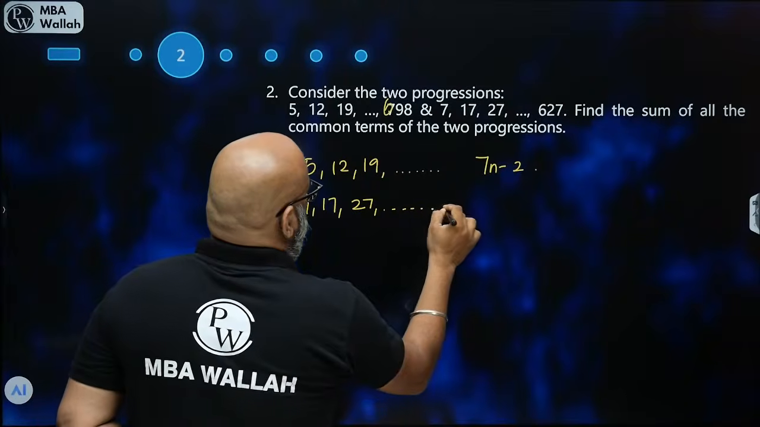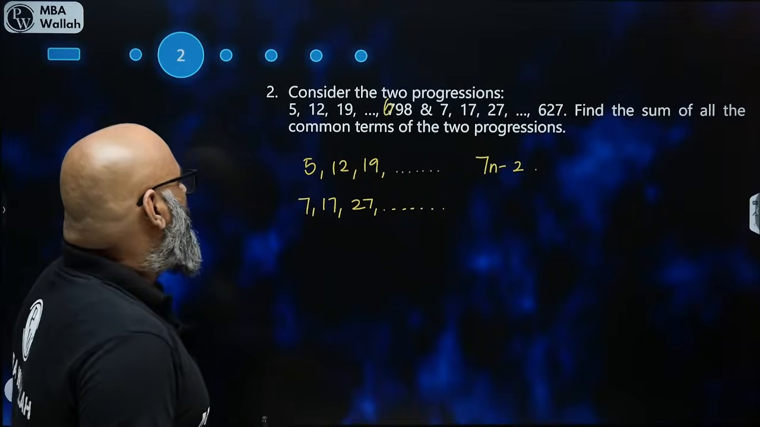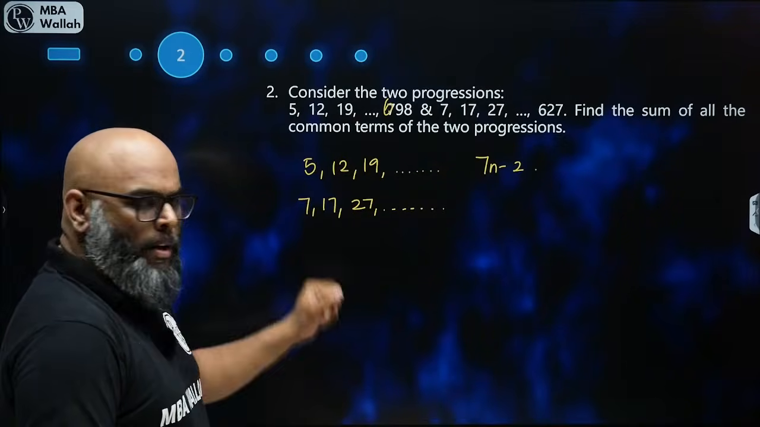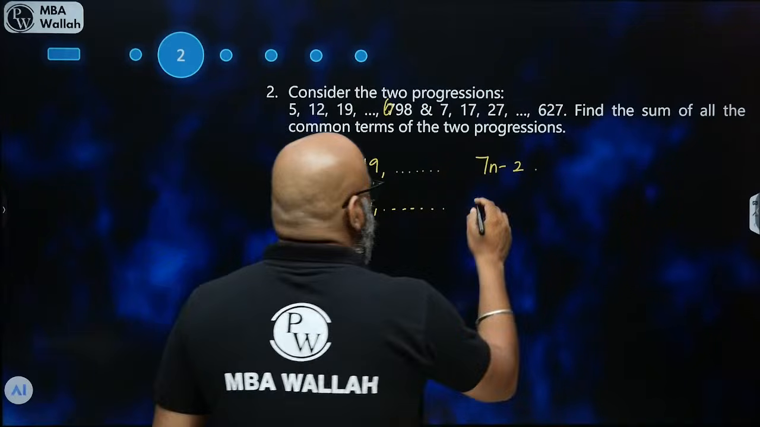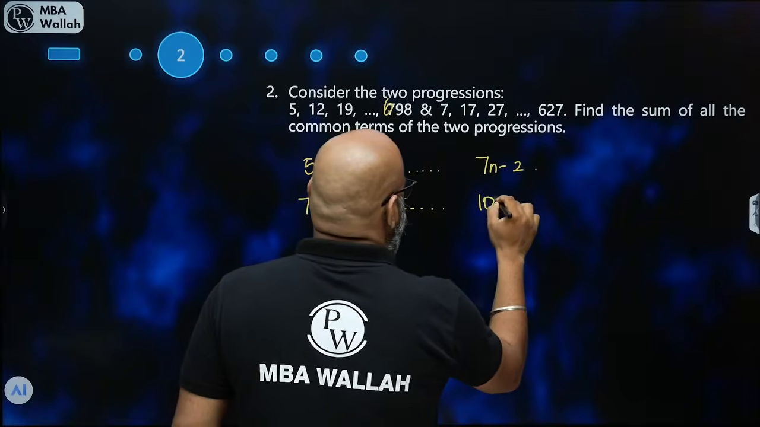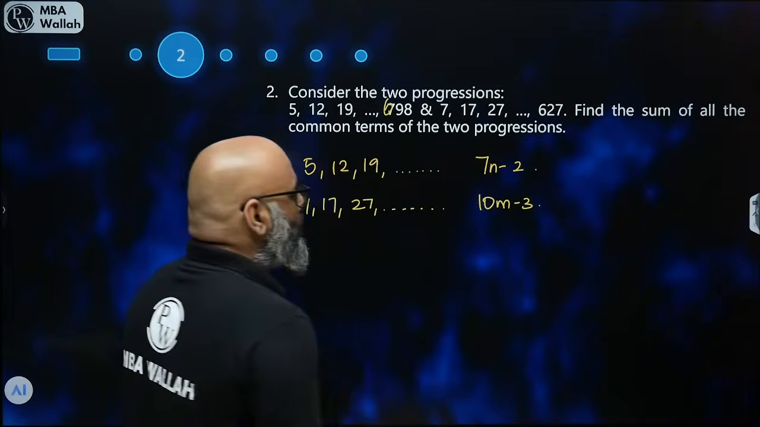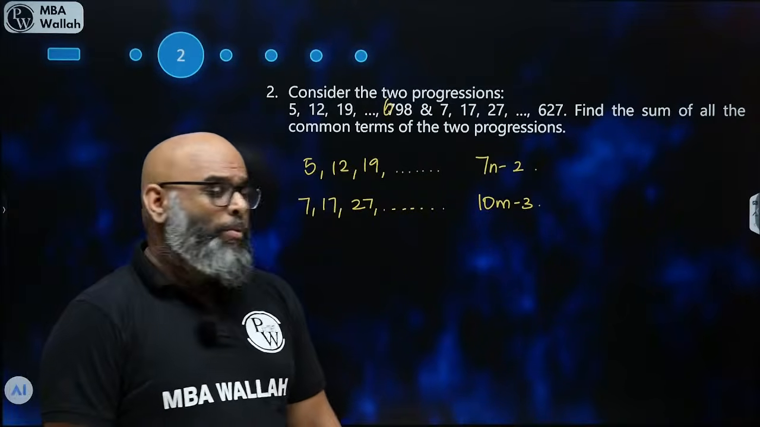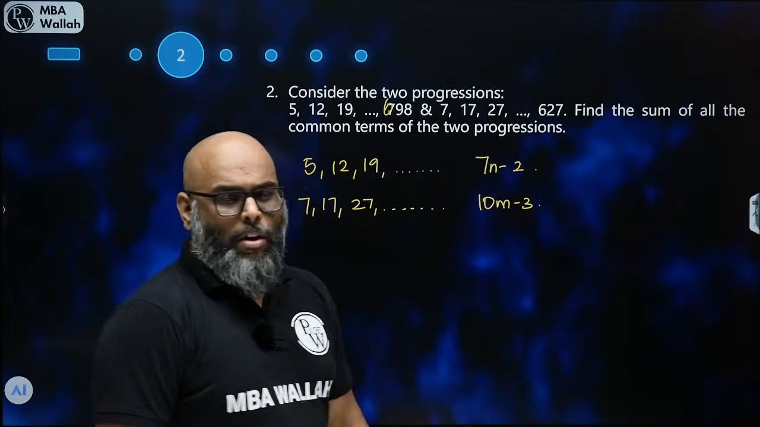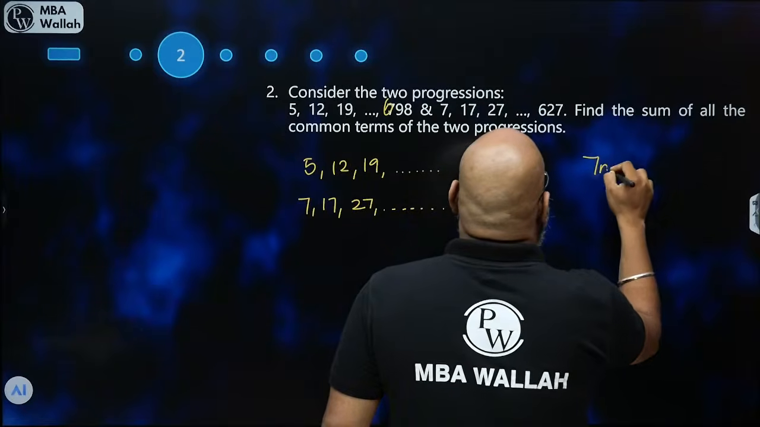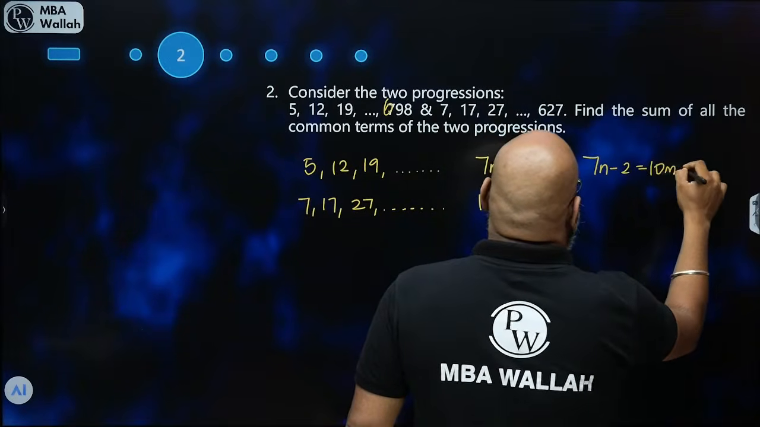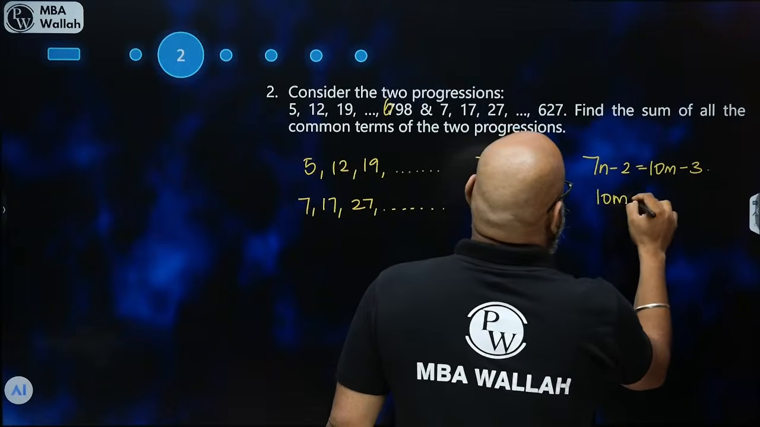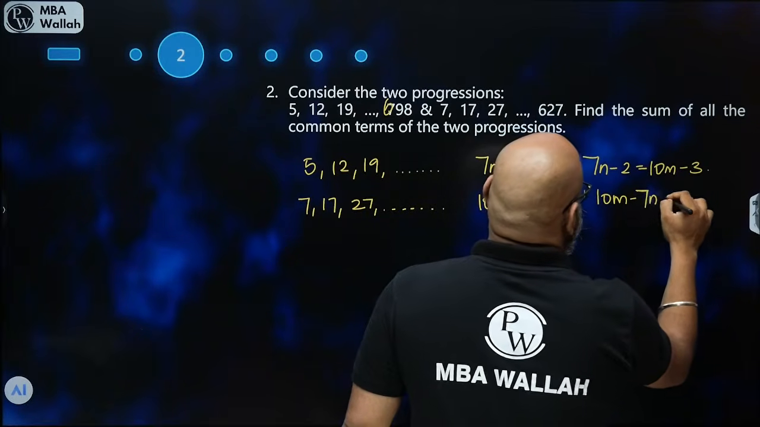When I look at 7, 17, 27, dot dot dot and so on, I can think about all of them as 10 minus 3, 20 minus 3, 30 minus 3, or I can write this as 10m minus 3. Right? Now I have to pick a term where both of them are equal, or I can say 7n minus 2 is equal to 10m minus 3. So this goes here, this comes over here. 10m minus 7n is equal to 1.